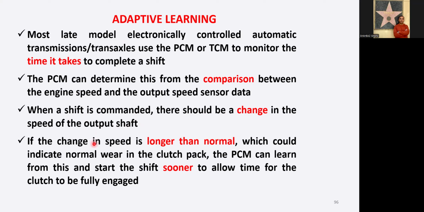If the change in the speed is longer than normal, which could indicate normal wear in the clutch pack, the powertrain control module can learn from this and start the shift sooner to allow time for the clutch to be fully engaged.